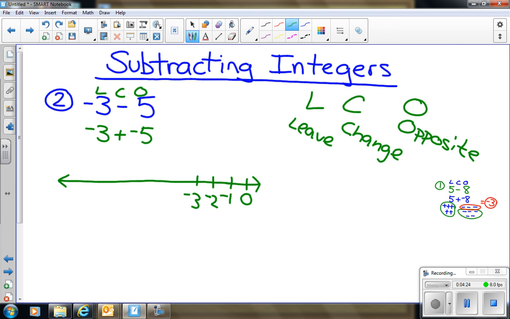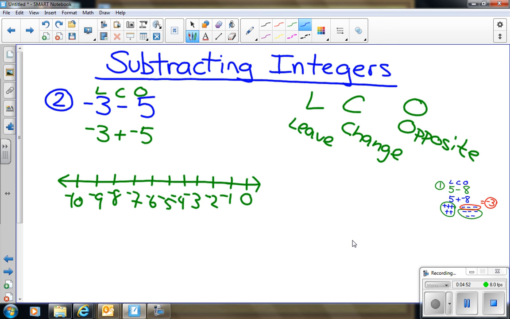And then I'm going to count back 5 negative signs, 5 points to the left. So negative 4, negative 5, negative 6, negative 7. I'm just going to keep on going. Negative 8, negative 9, and we'll go all the way to negative 10. This is how you use a number line to prove the solution to a subtraction or an addition problem with integers.